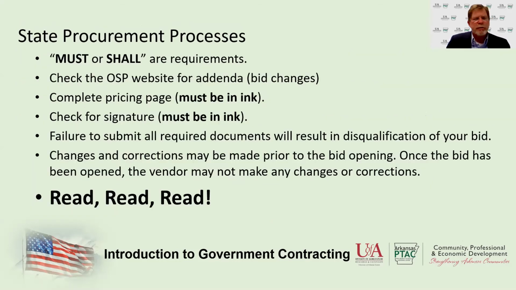All right, so the state procurement process is really quick. When you look at them, must and shall, must and shall. If you see a must and a shall, you need to pay attention. You need to sit up in your chair and read that thoroughly. And again, you have to look for changes in different bids. The pricing range must be in ink. Signatures on state bids must be in ink when they do those processes.